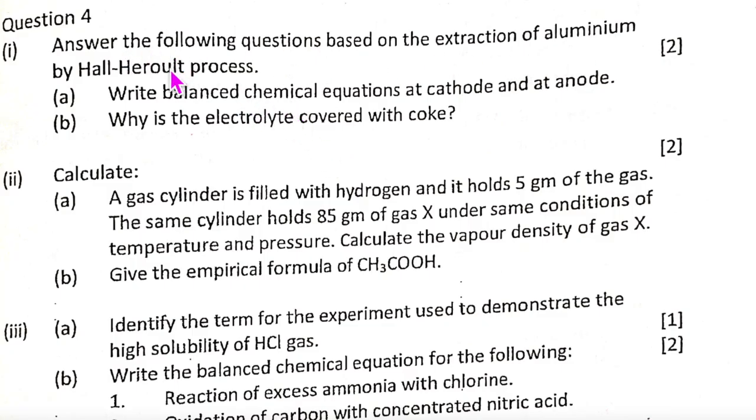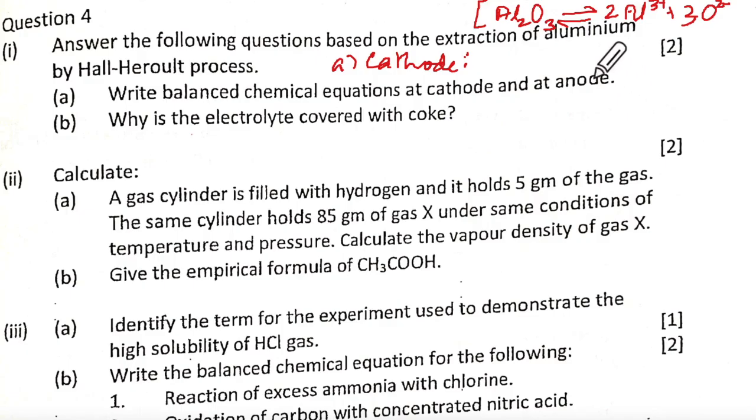Answer the following based on Hall-Heroult's process. So Hall-Heroult's process is which one? It is the refining, correct? Balance chemical equations at cathode and at anode. For cathode, to begin with, in your mind you should have Al2O3 dissociates reversibly into 2Al3+ and 3O2-. Correct? This is your thinking step.